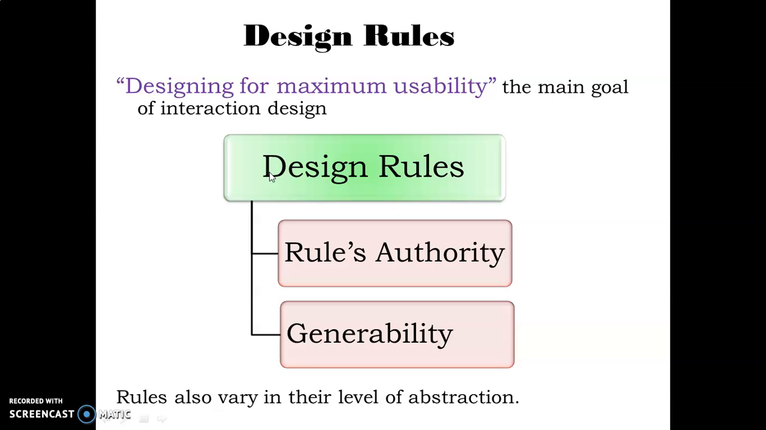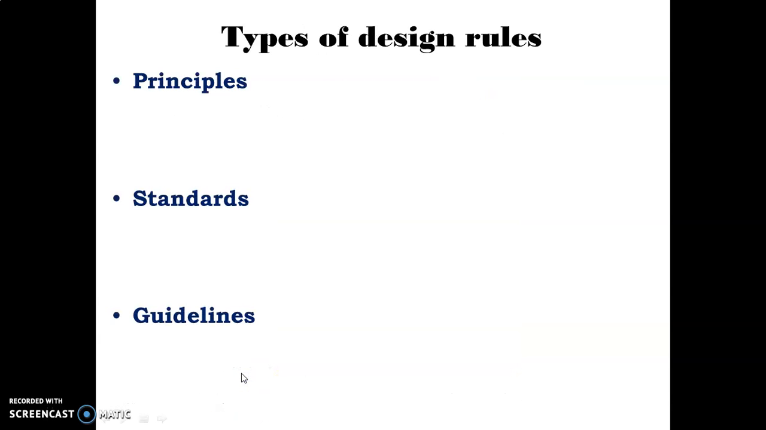Here, the design rules are categorized into two main types. The first one is the rules authority and the next one is generability. The rules authority is nothing but the one which indicates whether a rule is to be strictly followed or just suggested. Generability talks about whether the rule is generic or specific for limited applications. Rules also do vary in the level of abstraction. The types of design rules are further categorized into principles, standards, and guidelines.